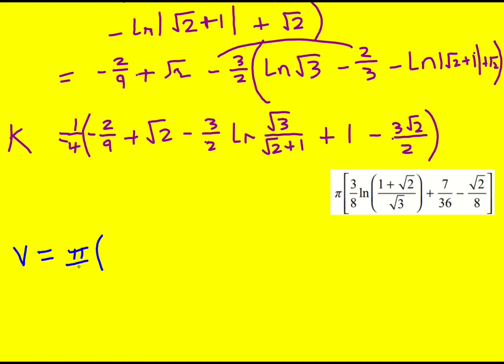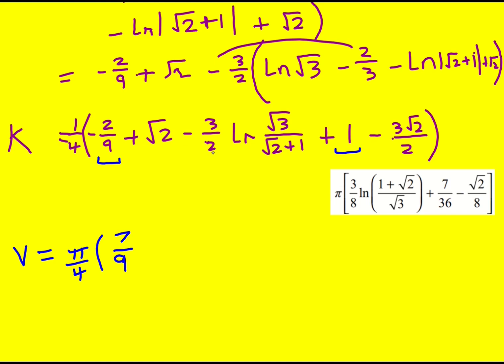Do you know what? Let's leave the 4 out for the moment, I think. So pi over 4. Okay, then I've got minus 2 over 9 plus 1. That's 9 over 9. So I'm going to be left with 7 over 9 from those two. That's good.